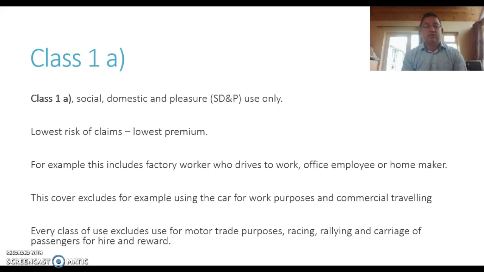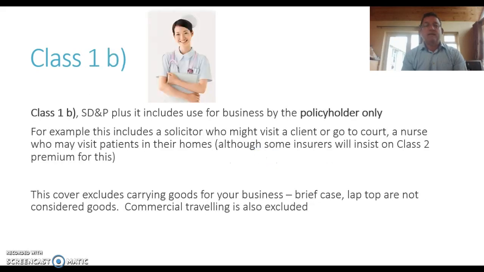So the next level of cover is Class 1B. Class 1B is very similar to Class 1A in that it provides social, domestic and pleasure, but it also extends to cover the use for business by the policyholder only. An example of this would be a solicitor who might visit a client or go to court, or a nurse who might visit a patient in their home, although some insurers will insist on Class 2 cover for a nurse visiting patients in the home. Again, we'll cover that later in this short video.